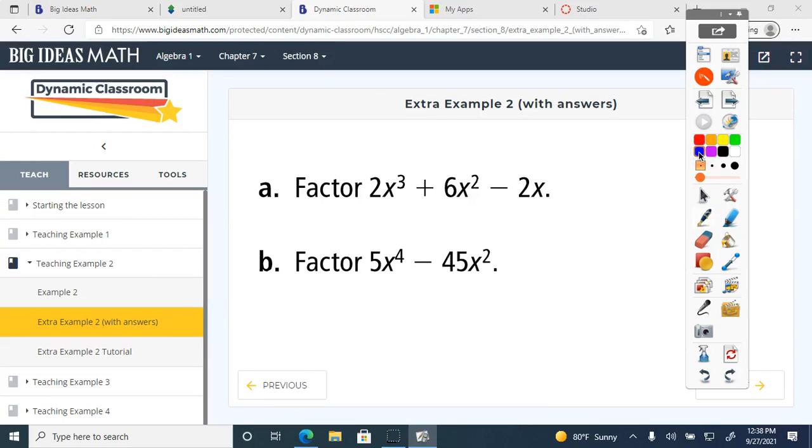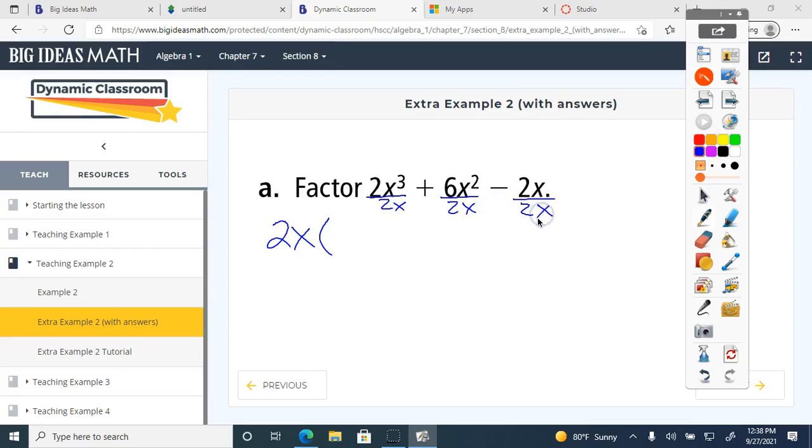All right, right here. A. Let me get rid of B real quick so we don't confuse it. All right, what do they have in common? 2, 6, and 2. 2, x to the 3rd, x squared, and x. So divide them all by 2x. That gives x squared, I mean 3x, and minus 1.